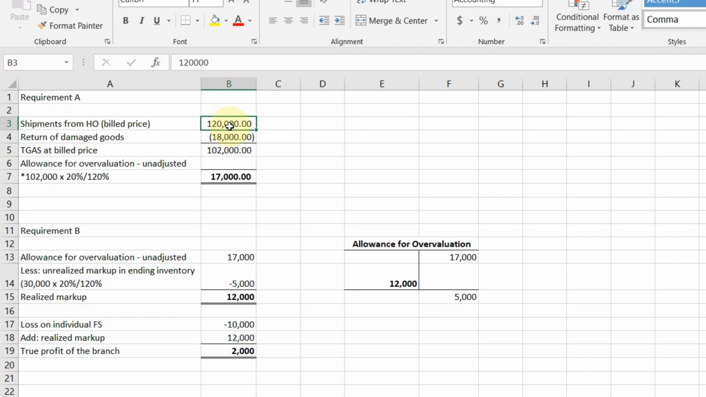However, you have to deduct yung binalik na damaged goods. Okay, so remember, ang hinahanap mo dito is unadjusted. So, ibig sabihin, hindi mo pa kino-consider yung markup na nasa ending balance. So, 120,000, deduct ng 18,000, you have 102,000 for the total tigas na nandun sa loob yung allowance for overvaluation unadjusted.